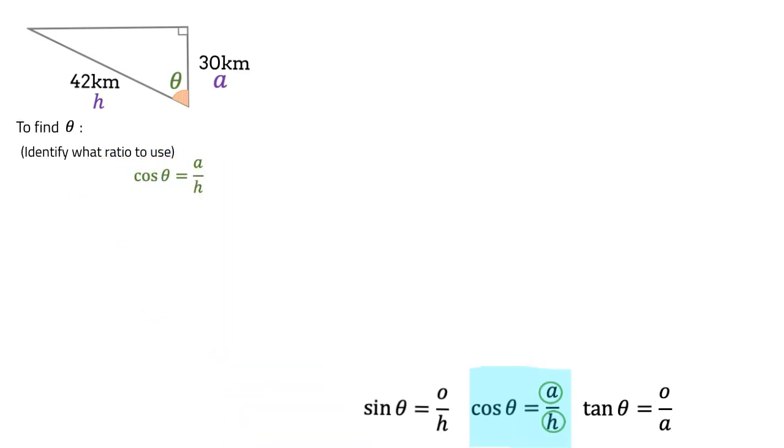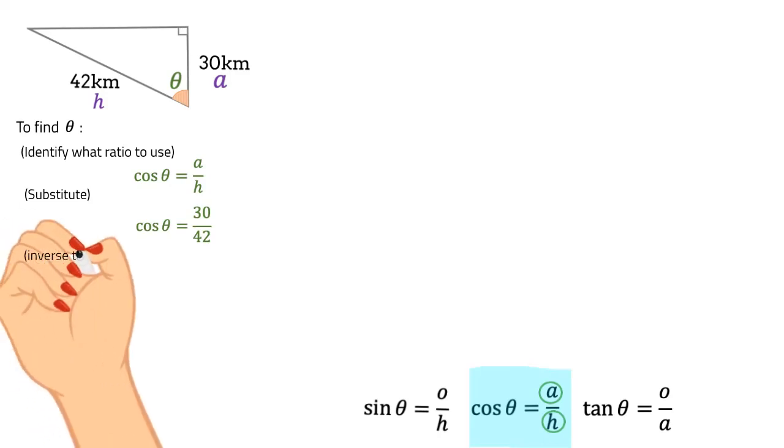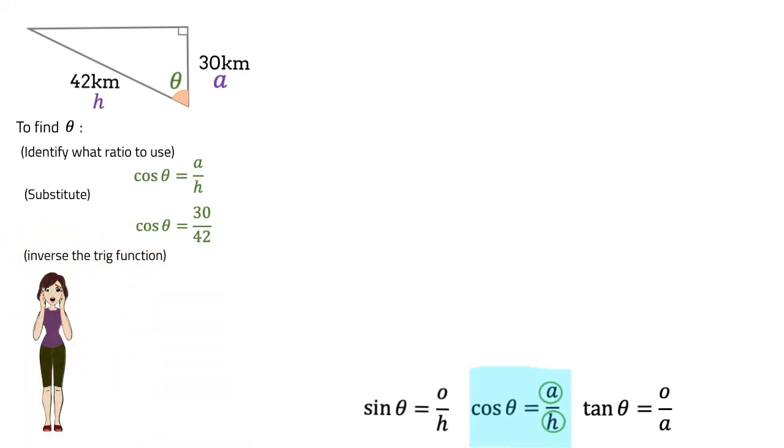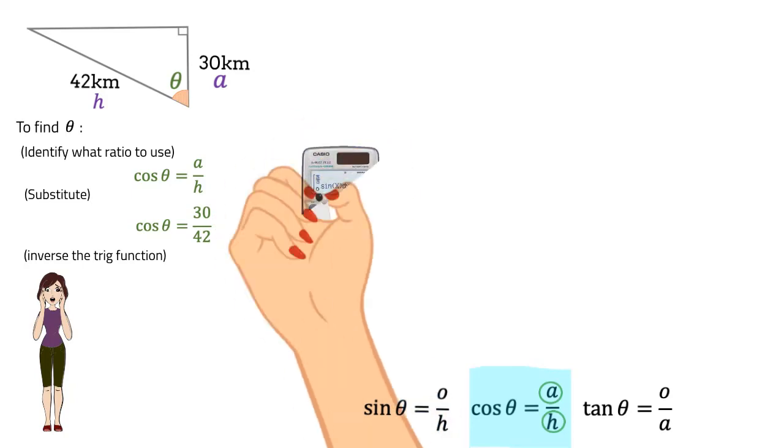Now I can substitute in the values that I know. I have cos of theta is equal to 30 over 42. And now I need to get cos to the other side, because the theta I need on its own. So I'm going to inverse the trig function. Yes, you heard me right, although this is not an abstract concept and you will be quite used to doing this. For example, the inverse of dividing by 3 would be multiplying by 3, and the inverse of adding 10 would be subtracting 10. Well, our trig functions also have inverses, and luckily our calculator comes to the rescue again.